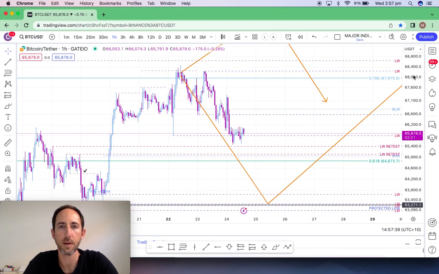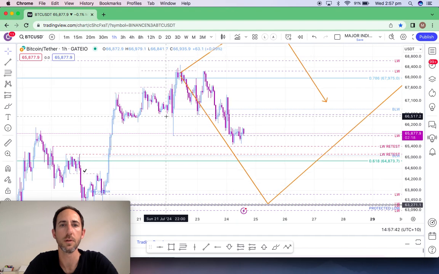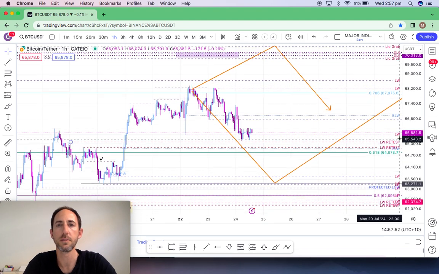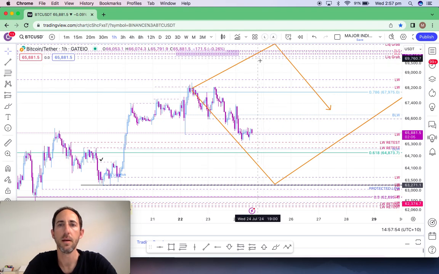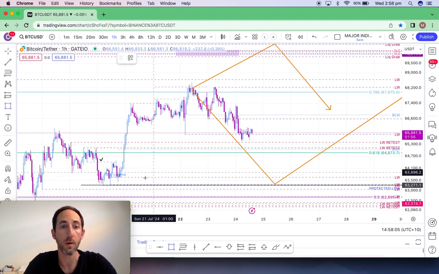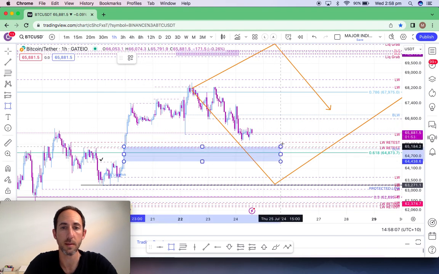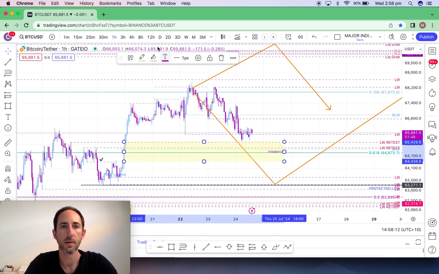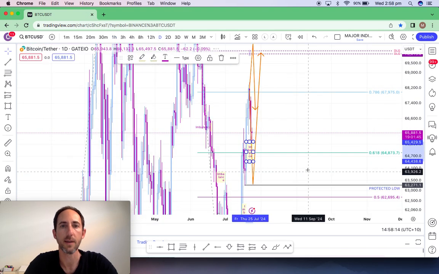So, today on Bitcoin, we've got the distribution, which was one of the targets that we had set for ourselves. We were looking for these liquidity retests to be taken out. We had the two options where we're going to pull back, test this protected low, sweep this liquidity and this imbalance. This is a daily imbalance through here, as shown in a daily chart.